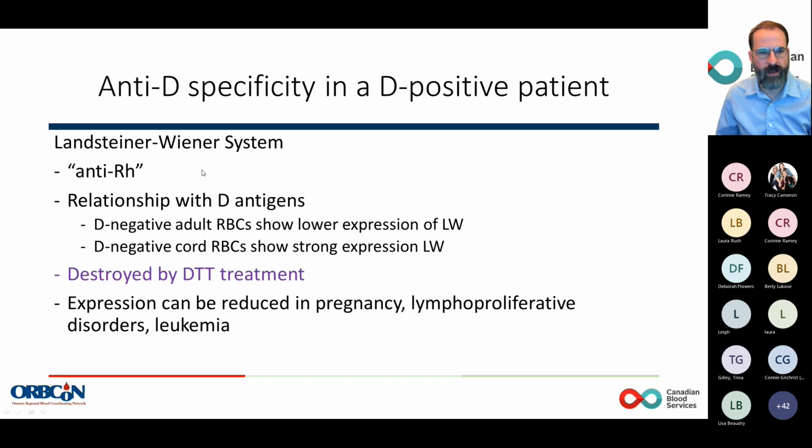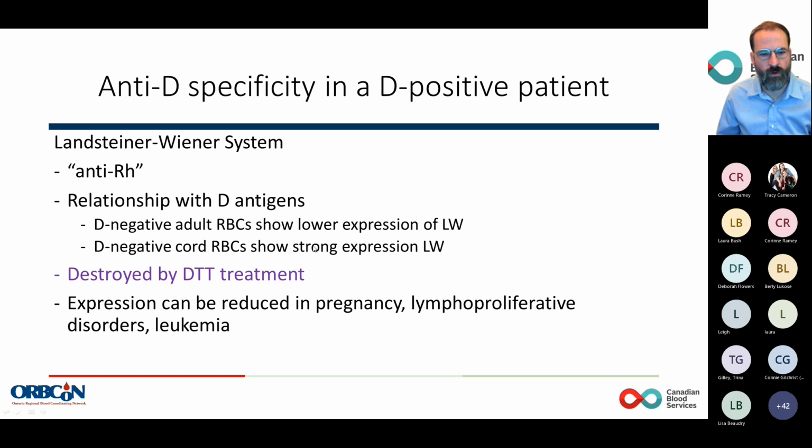And so a little bit about the LW system. The LW system used to be called anti-RH when it was first discovered, before it was recognized that it's actually a separate antigen system from the RH system. And as I mentioned, it's got a relationship with D antigens. D negative adult RBCs show low expression of LW, and D negative cord RBCs show strong expression of LW.